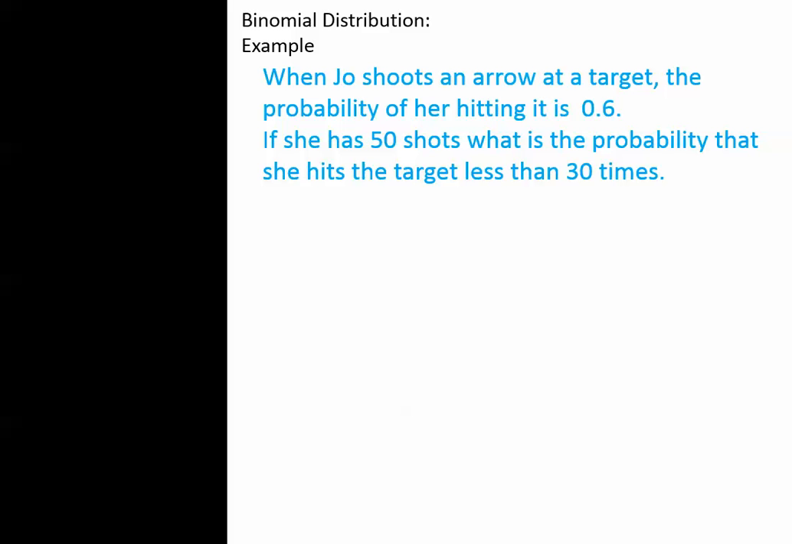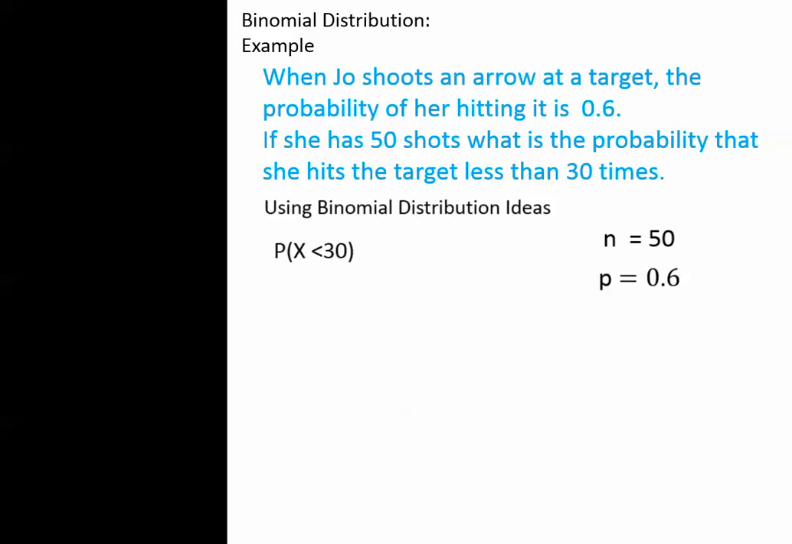Now, we can tackle this problem in two ways. One, we can use the ideas of binomial distribution. So, what have we got here? It's a binomial distribution because there's an outcome, a hit or a miss. There's a large number of trials and so on. So there are 50 trials. Let's write that down. N equals 50. For each individual arrow that she shoots, the probability of success of hitting it is 0.6. So we're after the probability that she gets less than 30.